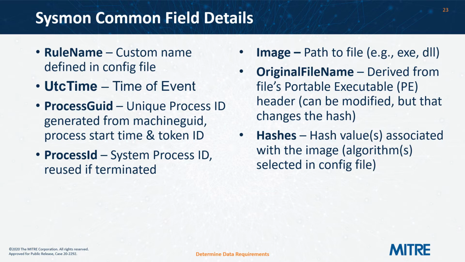Finally, Sysmon can be configured to compute and log various hash values of the image associated with an event. Monitoring these hash values can be combined with the use of original file name, for example, to make it much more difficult for an adversary to modify legitimate images or rename their own to blend in.